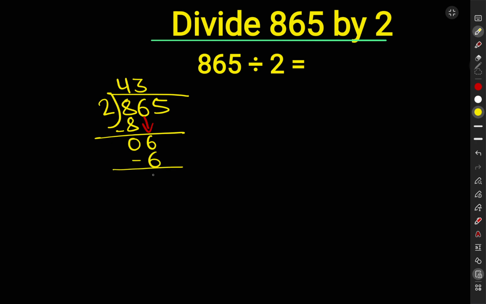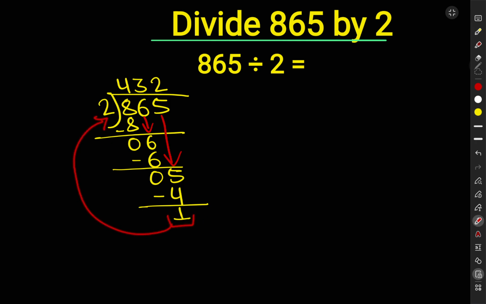On subtracting we get 0. So now again we put down this 5 and 2 times 2 is 4. On subtracting we get 1. So now this 1 is less than 2 and there is no other number to put it down. So we take here decimal so that we put 0.